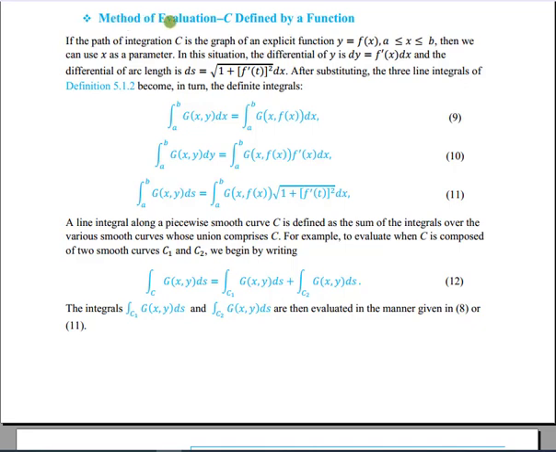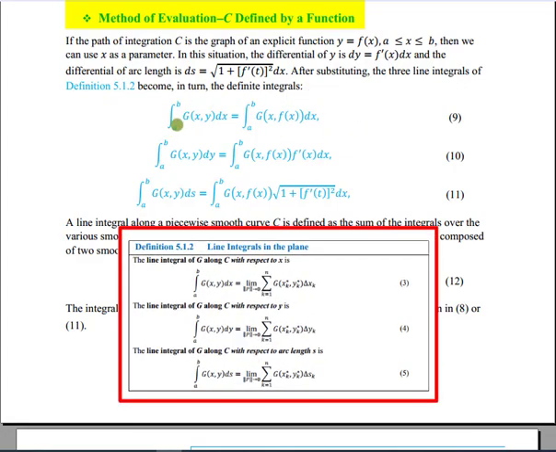Now we look at another method of evaluation: C defined by a function. If the path of integration C is the graph of an explicit function y = f(x), x ranging from a to b, then we can use x as the parameter. In this situation, the differential of y is dy equals f'(x) dx, and the differential of arc length ds equals the square root of 1 plus f'(x)² dx. After substituting, the three line integrals of definition 5.1.2 become in turn definite integrals: the integral from a to b of g(x, y) dx becomes the integral from a to b of g(x, f(x)) dx.